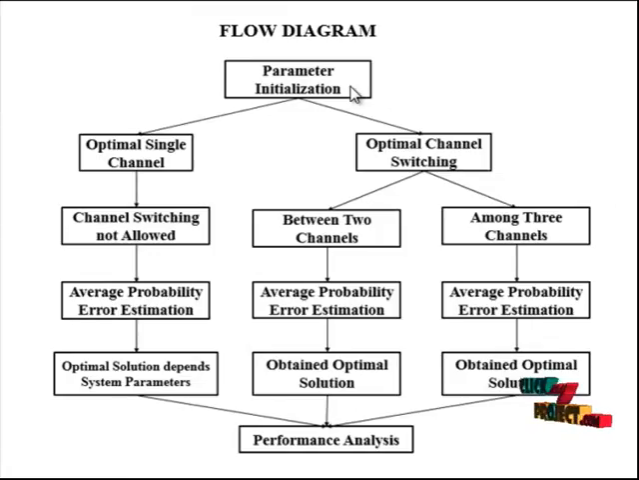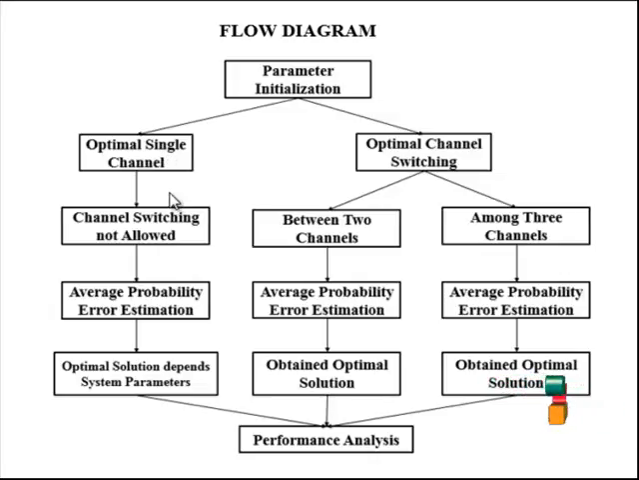Let me discuss the flow diagram for our process. First, initialize the parameters for performing the channel switching among single channel, two channels and three channels. In transmission over a single channel, one of the channels is employed exclusively. Based on this, the strategy cannot be an optimal solution unless there exists a channel with cost equal to the average cost.